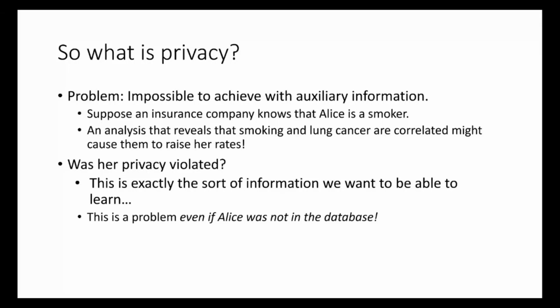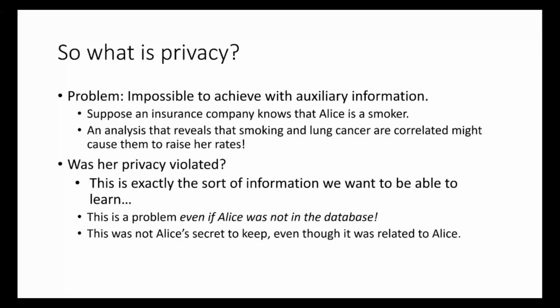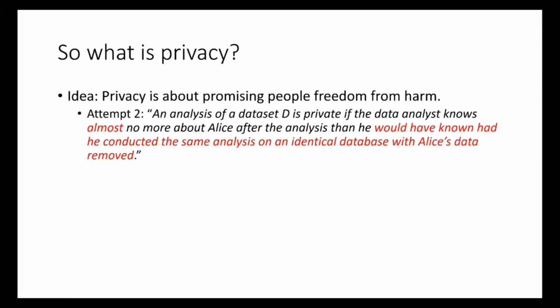So let's give another attempt at defining what we mean by privacy. Suppose we said something very similar but different in a crucial way: an analysis of a data set should be private if the data analyst knows almost no more about Alice after the analysis is conducted than he would have known had he conducted exactly the same analysis on an identical data set but with Alice's data removed. Let's reflect for a moment on how this definition differs from our first attempt. There are two ways. The small difference is that rather than saying the analyst knows no more about Alice after the analysis is conducted, we've hedged a little bit and said almost no more.